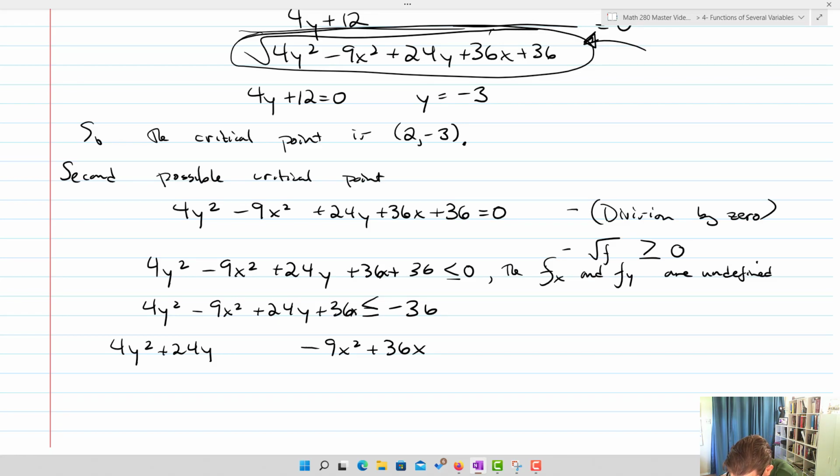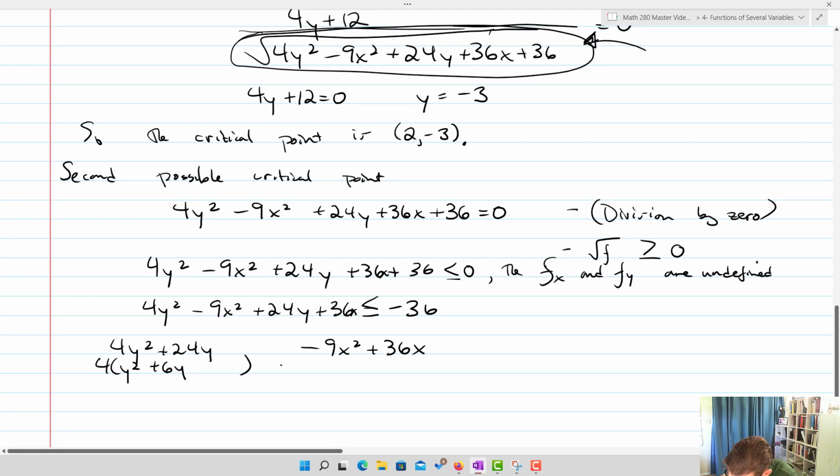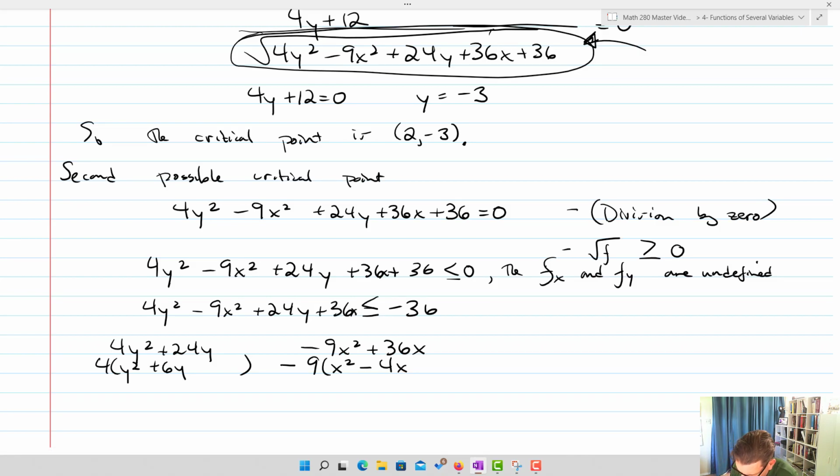Okay, pull out a 4, I get 4 times y squared plus 6y. And then pull out a negative 9, minus 9 times x squared minus 4x. So I'll have to add a plus 9 here, and I'll have to add a plus 4 here. Okay, and then that'll be less than or equal to negative 36, and we'll add plus 36. And then because of negative 9 times plus 4, we're also going to subtract a 36 as well. So that ends up giving me negative 36.